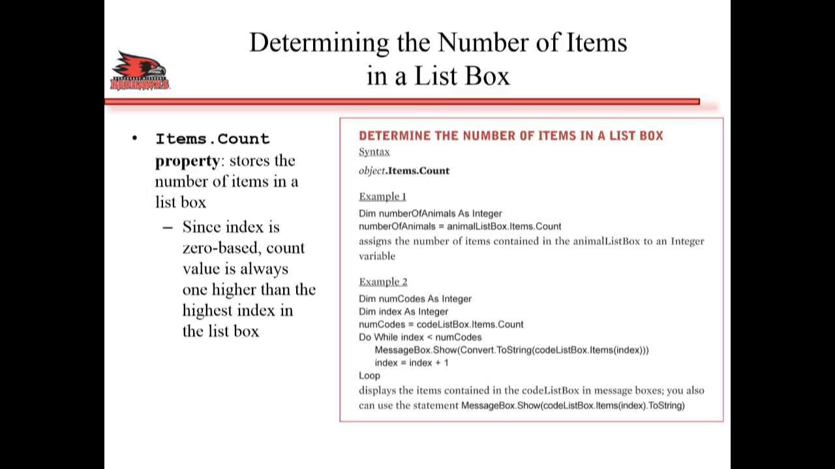Through MessageBox.Show(code), once you show it, you increment the index by 1, and the loop runs until the index equals the number of codes. The reason the while loop runs until the index is less than the number of codes, not less than or equal to, is that the index of the final item is actually the total count minus 1, because the index starts from 0, not 1.